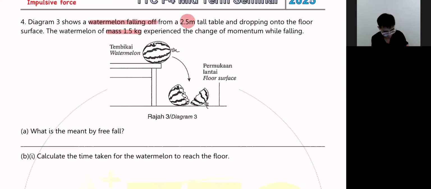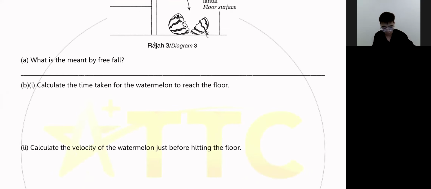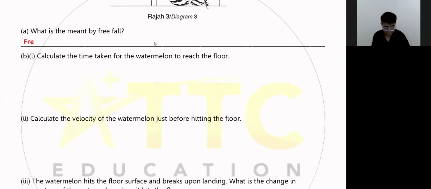4A, the question asks, what is meant by free fall? So what is the meaning of free fall? If you remember, free fall is a falling motion. That time we discussed before also. All these questions we did before in the normal class, so we are just revising only. Free fall is a falling motion, that means the movement of an object falling.